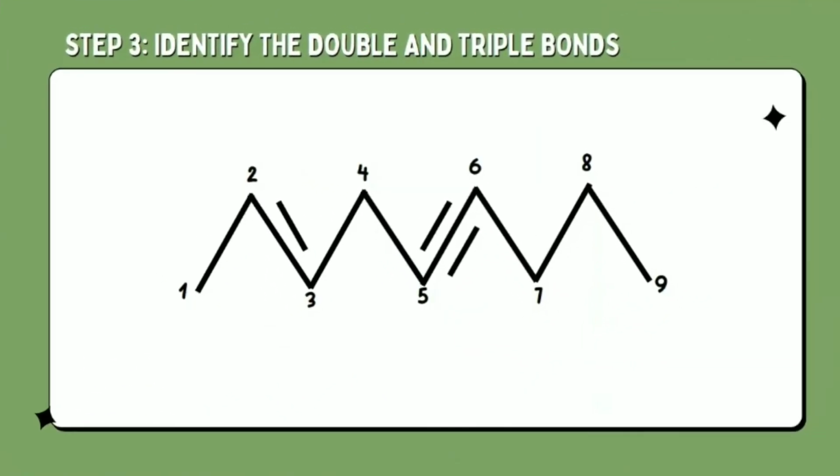Step 3. We now have to identify the double and triple carbon bonds. The double bond is located in carbon 2, here. And the triple bond is located in carbon 5. So if you can see, this is the triple bond: 1, 2, and 3.